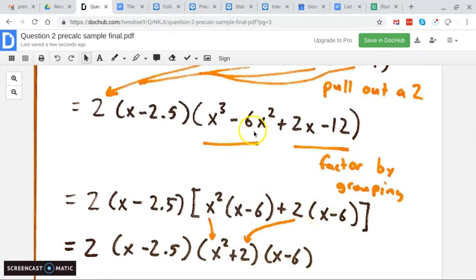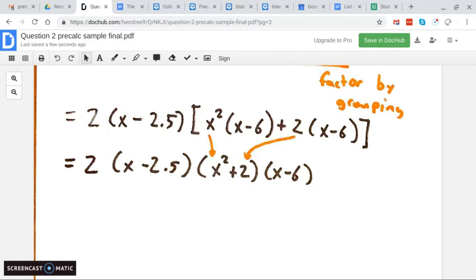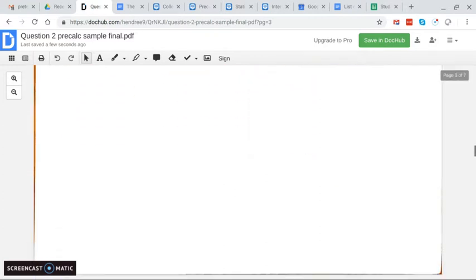So I grouped the first 2 terms and the second 2 terms. I pulled out an x squared from these 2 and a 2 from this, and then I've got x minus 6 here. So now I've taken my polynomial function and I've rewritten it as 3 factors: 2, this binomial, and this binomial. Okay. What that does for us now is that it's pretty easy to find the zeros with the zero product property.